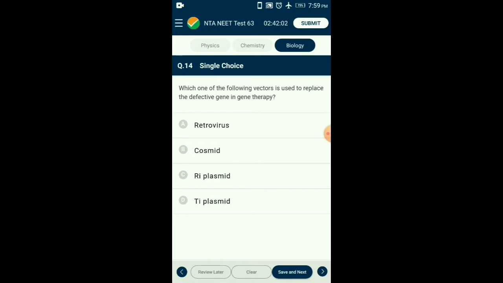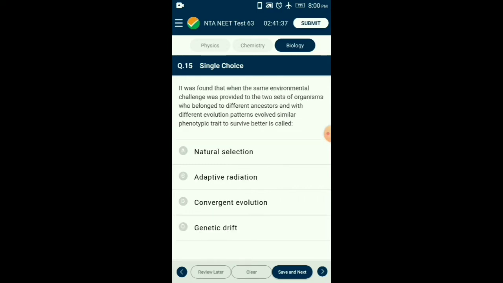In gene therapy, genes are inserted into a person's cells and tissues to treat a disease. A retroviral vector is used to transfer a normal gene into an individual or embryo to take over the function of, or compensate for, the non-functional gene. So the answer for this question is option A, retrovirus. Question number 15.